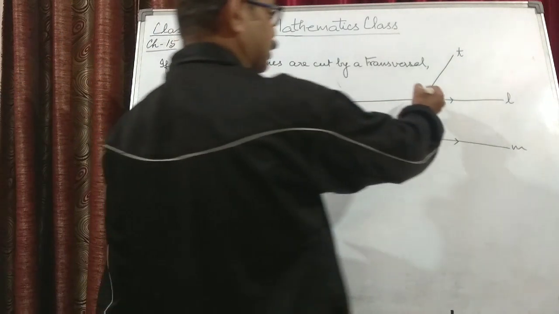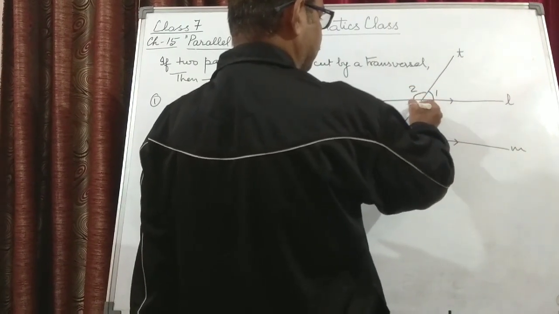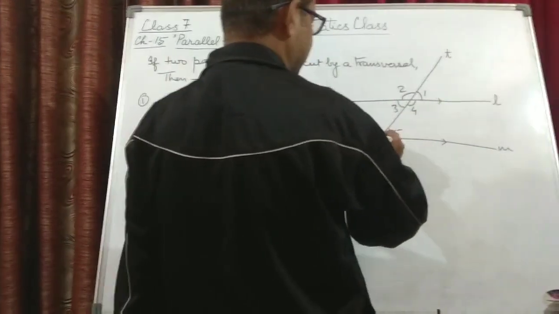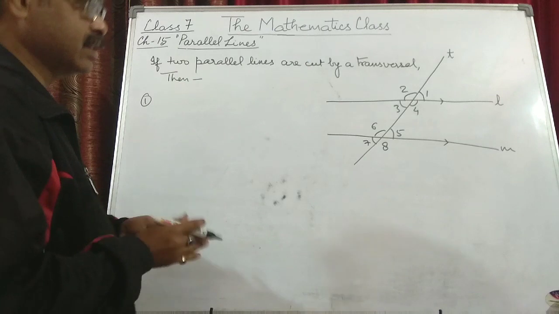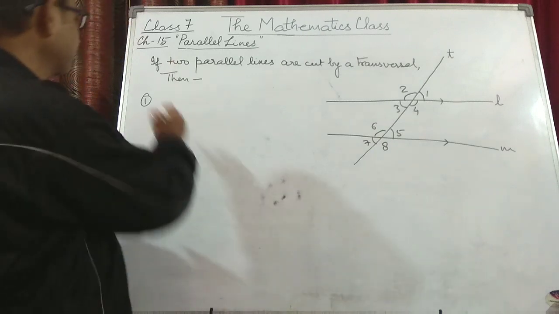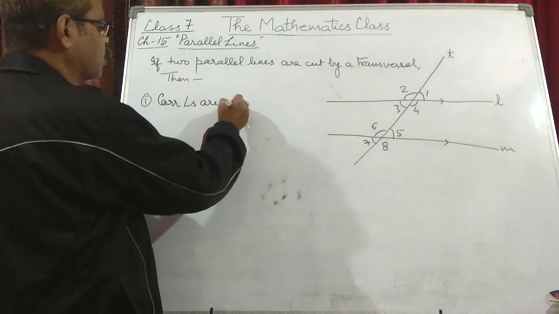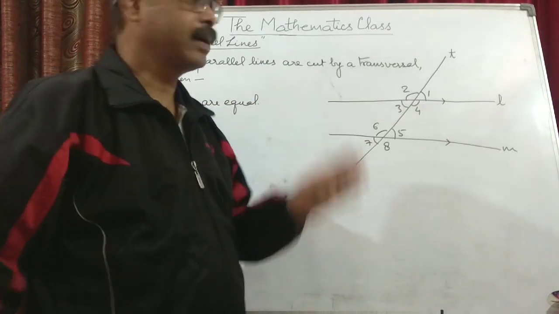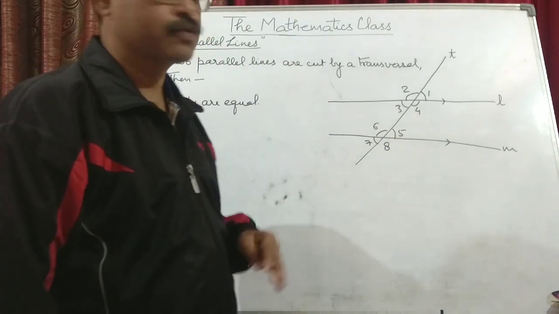Now I mark the angles. So 1, 2, 3 and 4, then 5, 6, 7 and 8. Now if two lines are intersected by a transversal, then number 1 is that all the corresponding angles are equal. This you need to remember. If there are two parallel lines and they are intersected by a transversal, then it is for sure that all the corresponding angles formed are equal.